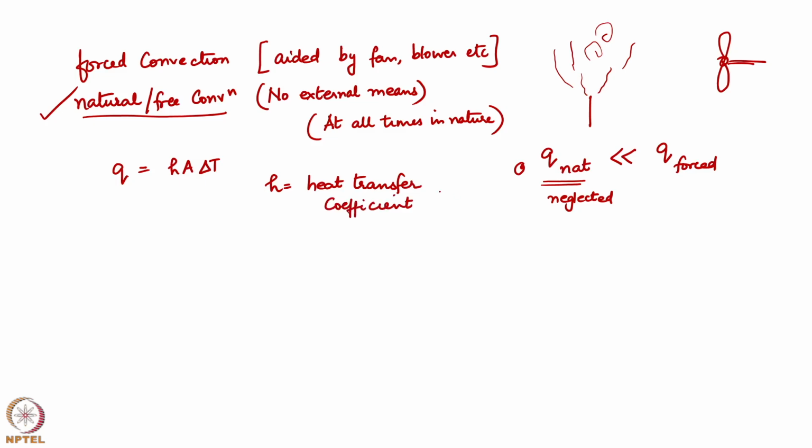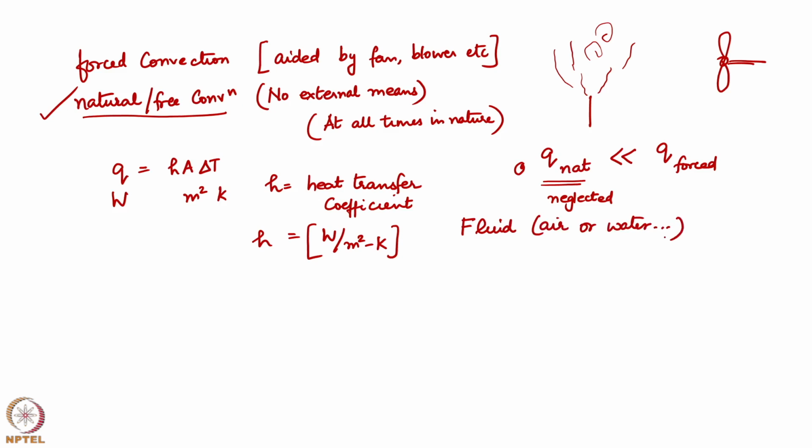Its units you can check. Q is watts, A is meter square, delta T is Kelvin. So h would be watt per meter squared Kelvin. Units for h. Now this depends on the fluid. Of course, whether it is air or water or kerosene or whatever, it depends on the material. Nature of flow. Yes.